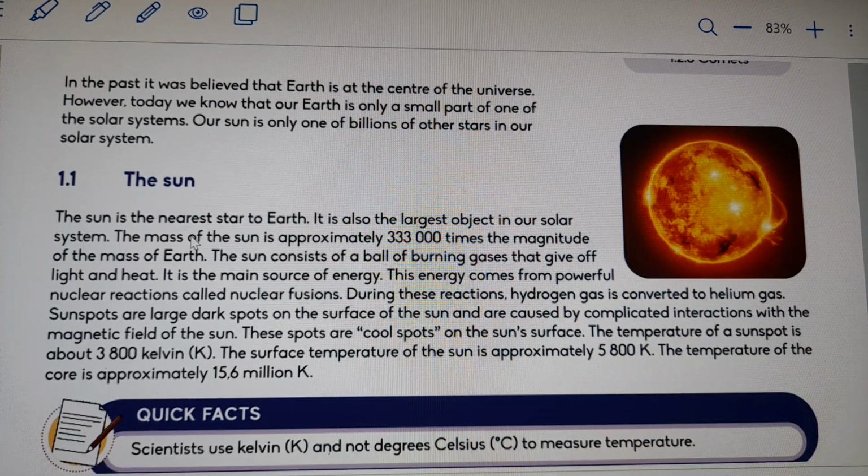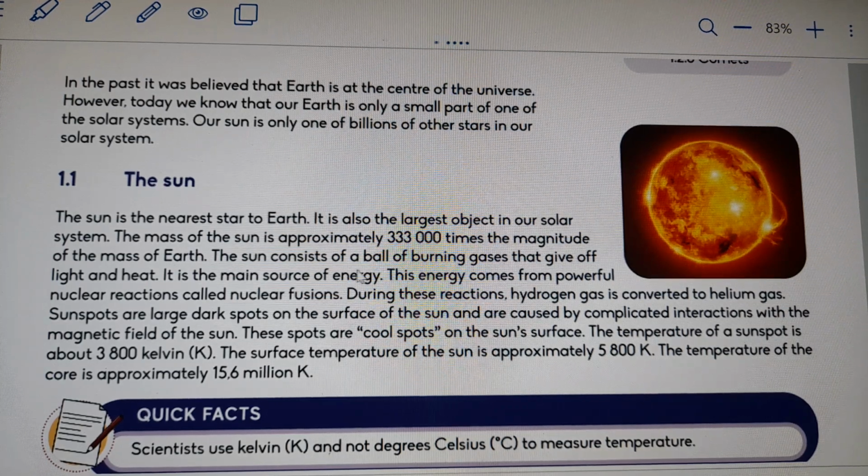The sun is the nearest star to the Earth. So the sun is a star. They say it is the nearest star to the Earth. It is also the largest object in our solar system. Wow, okay. The mass of the sun is approximately 333,000 times the mass of the Earth. So the Earth is nothing compared to the sun, as they say that the sun is the biggest star.